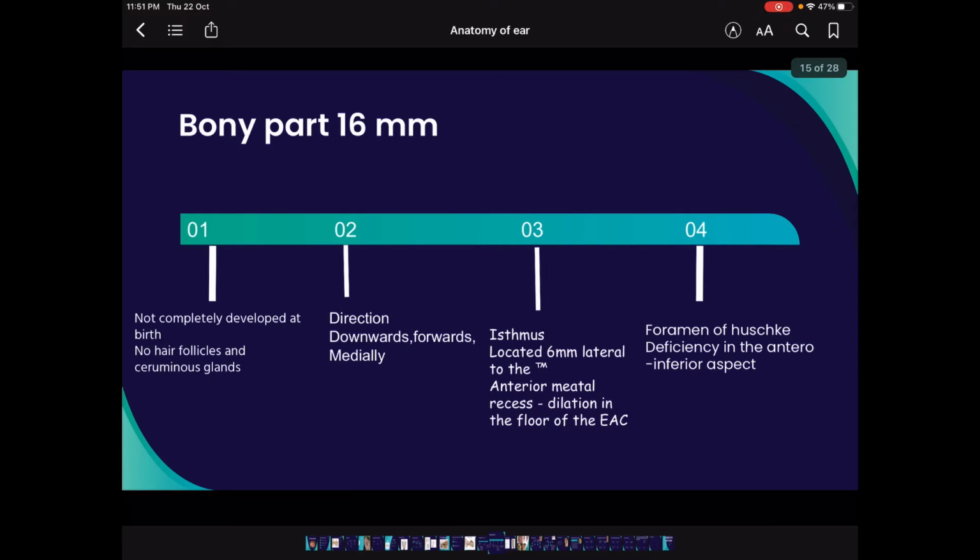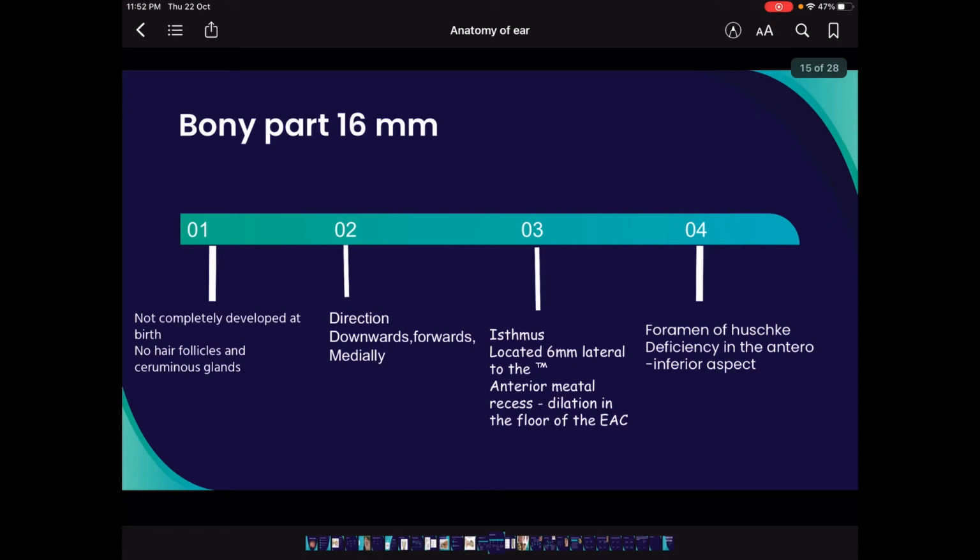And there is a narrowest part in the external auditory canal, especially in the bony part, called the isthmus, which is located 16 mm laterally to the tympanic membrane. And after that, there is a dilation at the floor of the external auditory canal near the bony part, called the anterior meatal recess.